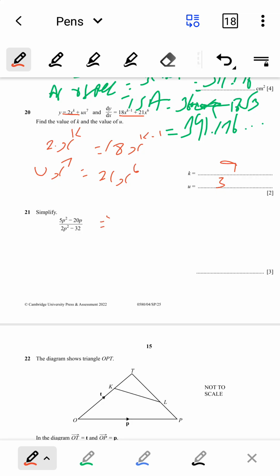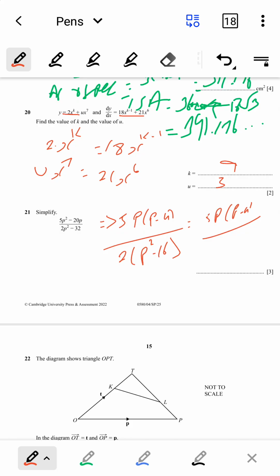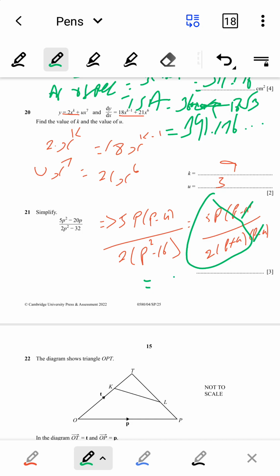Moving forward with the 21st, simplify, a very simple problem. See, from the numerator we can take 5p common out, remaining p minus 4. From the denominator we can take 2 alone outside, p square minus 16. So p square minus 16 we can write as p square minus 4 square, that is a square minus b square, a plus b and a minus b, like p plus 4 into p minus 4. P minus 4 cancels, so the remaining is 5p by 2 times p plus 4. This is your result, or else 5p by 2p plus 8, that is also correct.